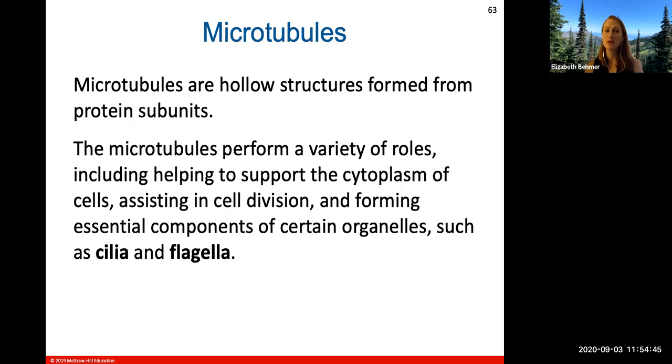Microtubules will be hollow. They'll be formed from protein subunits. They have a variety of roles. They'll help assist in cell division, and they also will help to form cilia and flagella. Flagella help cells move, and the only cell in the human body that has a flagella or a tail, what do you think is that?